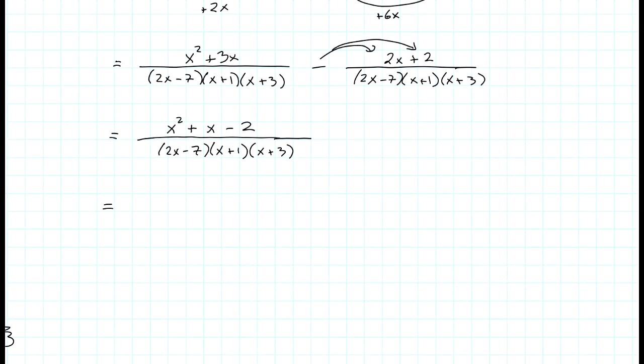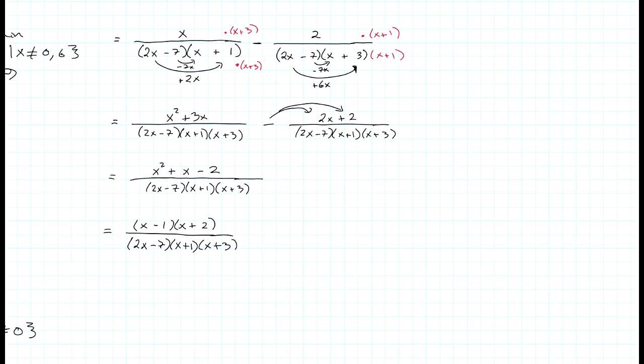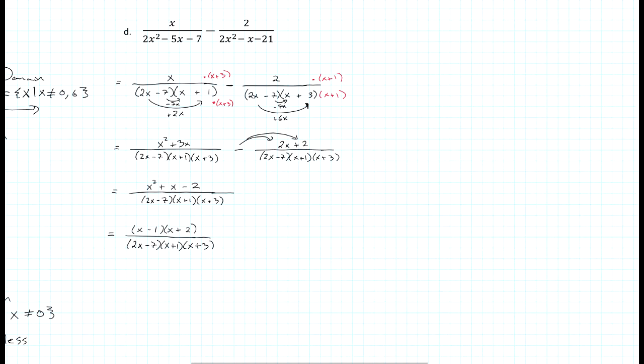We need to factor this numerator now. We have x squared plus x minus 2. So we want an x in the first positions, and then I need a 1 and a 2 in the second positions. Make that a plus 2 and a minus 1 to give us a positive x in the middle. On the denominator, we have 2x minus 7 times x plus 1 times x plus 3. And look at this, nothing cancels. So the domain doesn't change.